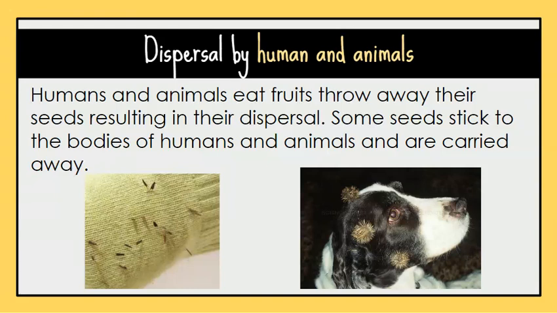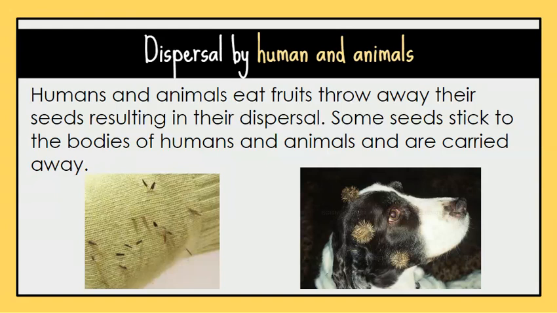After eating fruits like lychee, peach, papaya, orange, and other fruits, we throw away the seeds. When these seeds fall on the ground, they germinate. In this way, we help in their dispersal.